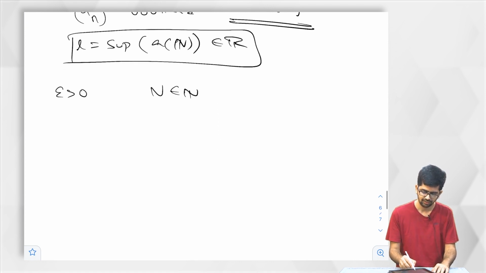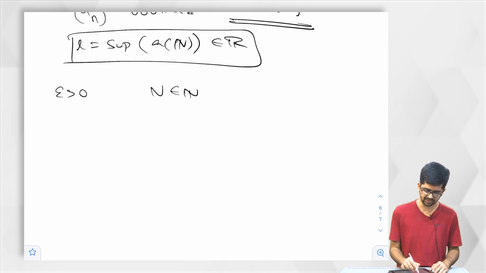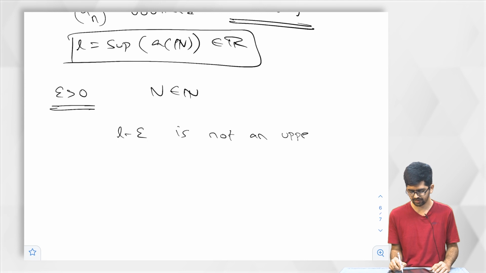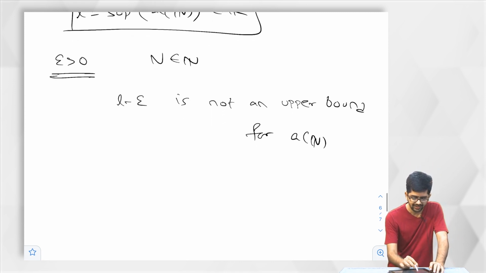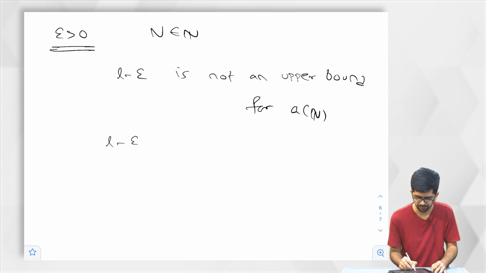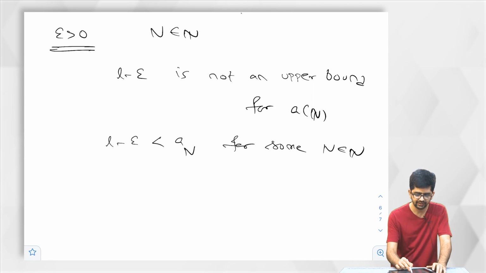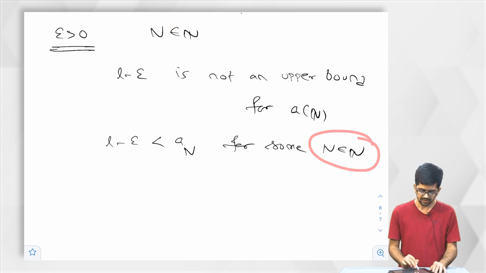Forget about convergence. What is the property of supremum? If I take an element that is the supremum of a set, and I take another element that is less than the supremum, that is not an upper bound for the set AN. So we took epsilon to be positive, L minus epsilon is not an upper bound. That is the property of supremum, right? For AN. So what does this say? This says there is an element satisfying the following property, L minus epsilon is less than AN for some capital N. So we already got some element in N satisfying some property. This may be the same, may not be the same, we may need to make some changes.